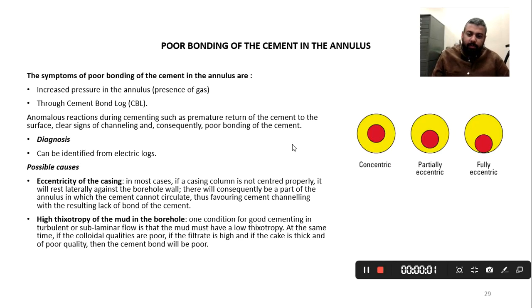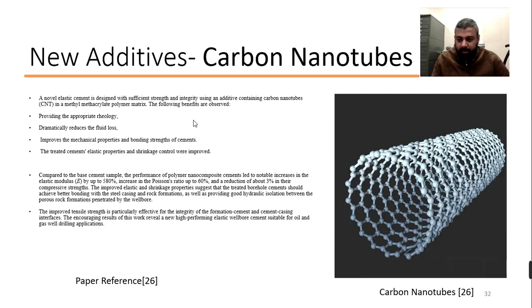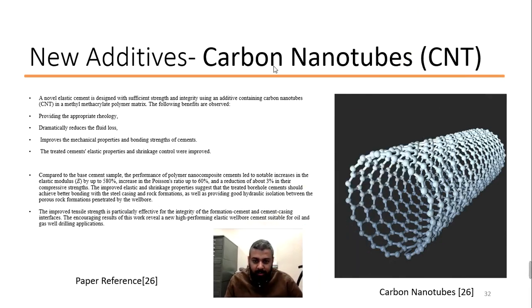Okay, now we'll talk about what are the new additives we are looking at for the primary cementing job. So the first new additive that we have is the carbon nanotubes. Now we are talking about the carbon nanotubes in the methyl methacrylate polymer matrix, and it dramatically reduces the fluid loss. Fluid will not be lost like it used to be before.